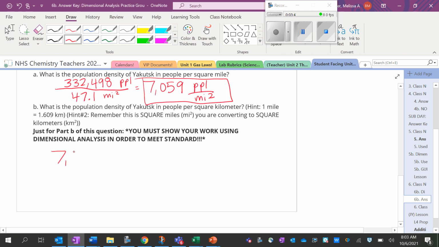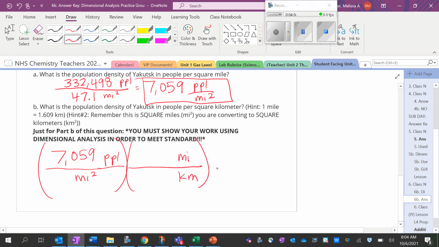Let's start by writing what we know. 7,059 people per mile squared. We want miles to change into kilometers. We know 1 mile is equal to 1.609 kilometers, but we've got to do that twice so that we get miles squared to cancel out, and so that we get kilometers squared on the bottom.